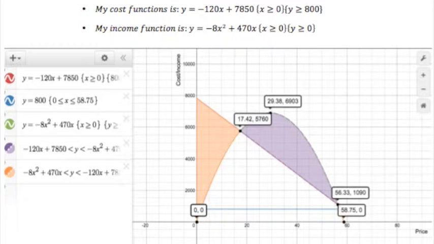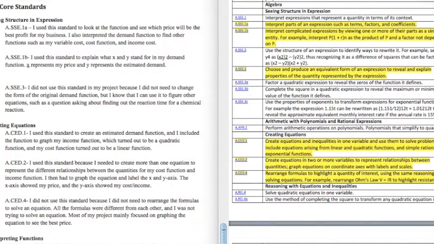So now I will start talking about the conclusion. Now we have the standards. I'll be explaining more about each standard and how I used it in my final project. To start off, we have the first set of standards, which is seeing structure in expressions. So we have A-SSE.1a. That means that we need to know how to interpret parts of an expression, such as the terms, factors, and coefficients.